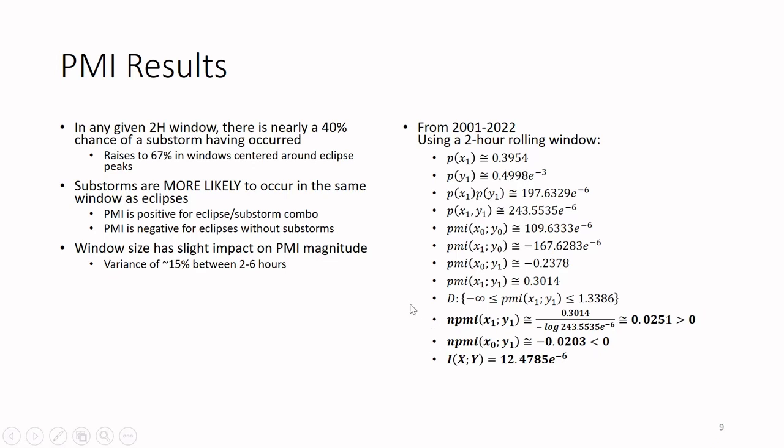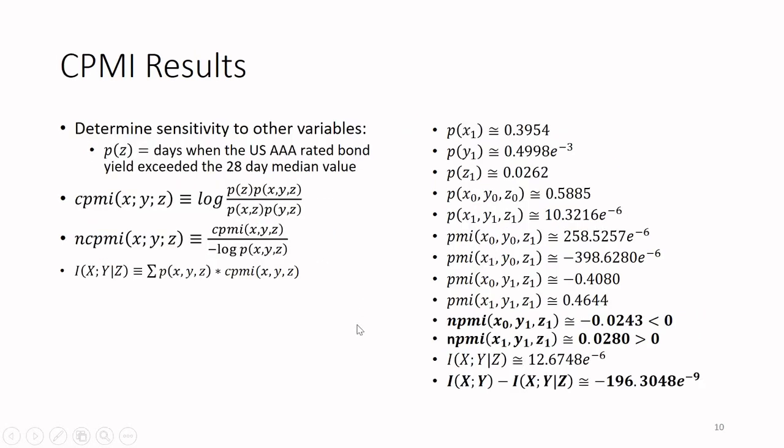one way of validating the statistics is doing this comparison with a third variable, right? And so you might look at variables that are well correlated with one of the variables that you have in play, or you might look at variables that should have no correlation, right? And so I can present some detail on that. This is a CPMI study, a comparative pointwise mutual information study, looking at a third variable, which is days when the US AAA rated bond yield exceeded the 28-day median value, which should have nothing to do with eclipses or geomagnetic storms, outside of particularly wary stock traders. And yeah, this should be totally uncorrelated with anything.